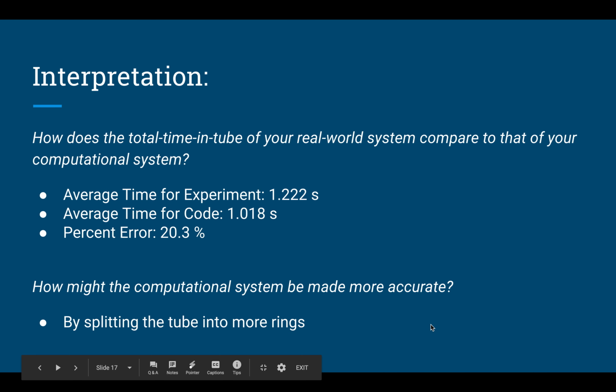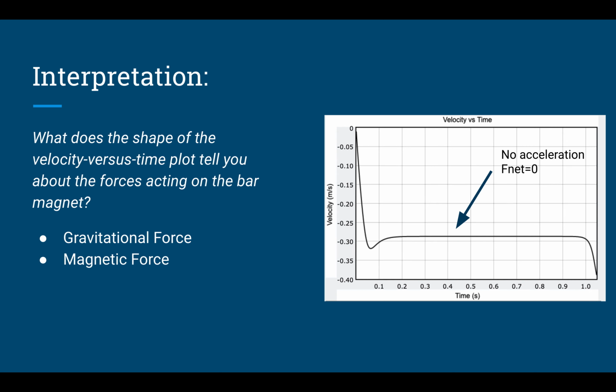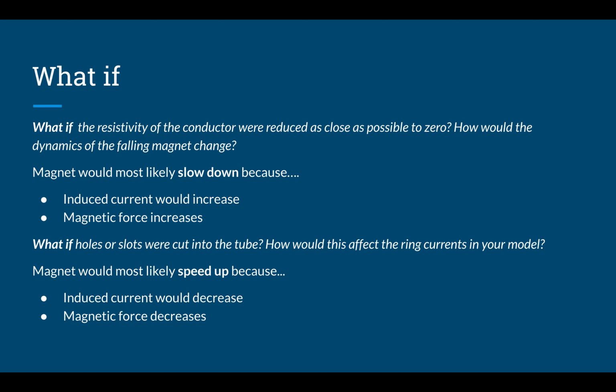Comparing my experimental data to my code data, my experimental time was more than the time I got from my code, and this could have just been due to human error. And in order to make my computational experiment more accurate, the tube could have been divided into more rings. The velocity versus time plot tells us the magnet travels at a constant velocity through the tube, which means that it's not accelerating. And according to Newton's second law, the net force must be 0 there. So gravitational and magnetic force are equal and opposite when the magnet is in the tube.